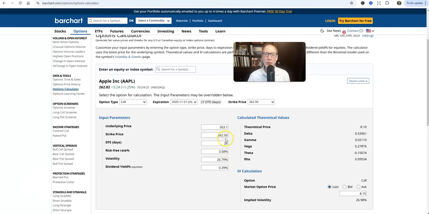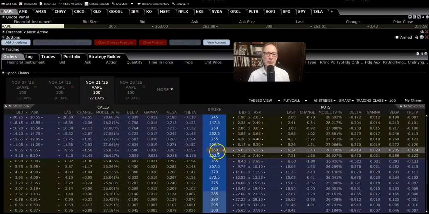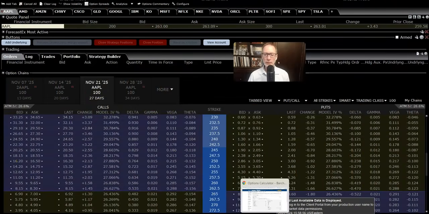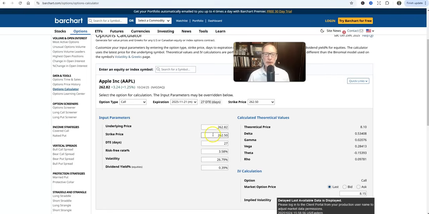All right. So let's bring this back to the regular numbers, 27 days. And this was, what was it? 262.82, I think it was. Yeah. Okay. Now let's take a look at a different strike price. Let's look at what was the 90 delta strike on those? The 90 delta strike was the 237.5. Okay, so let's look at the 237.5 calls.